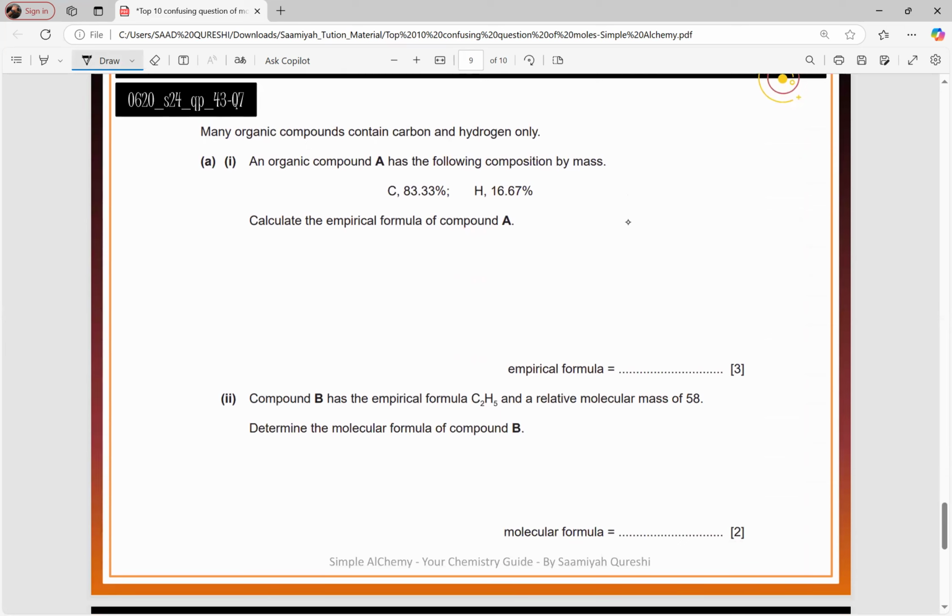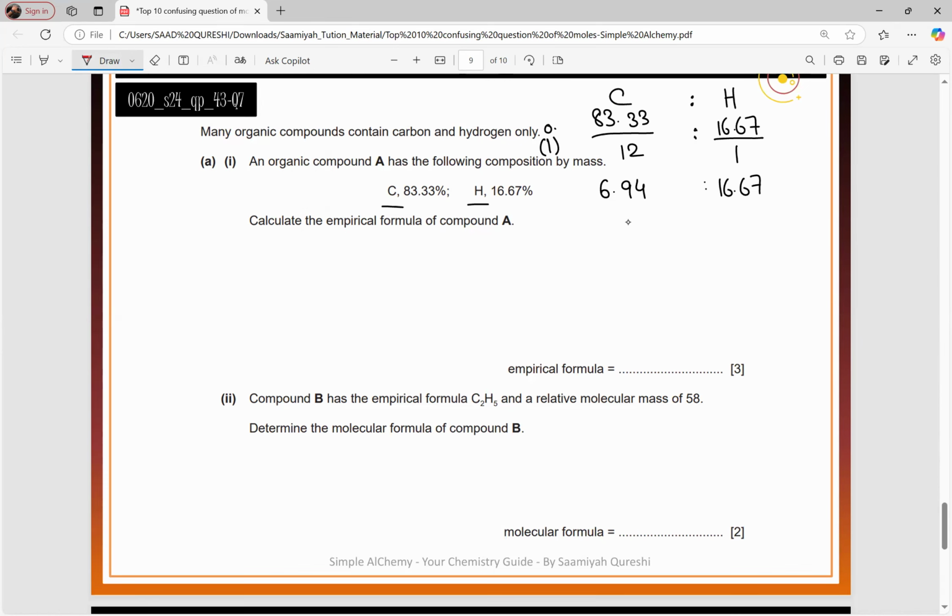The next question is finding the empirical formula. To find the empirical formula, again, we have the percentage of carbon and hydrogen. We'll find the carbon to hydrogen ratio. We have carbon 83.33, we'll divide it by 12. Hydrogen is 16.67, we'll divide it by 1. For hydrogen, we get 16.67, and for carbon, we get 83.33 divided by 12, it's 6.94. This is our step number 1.